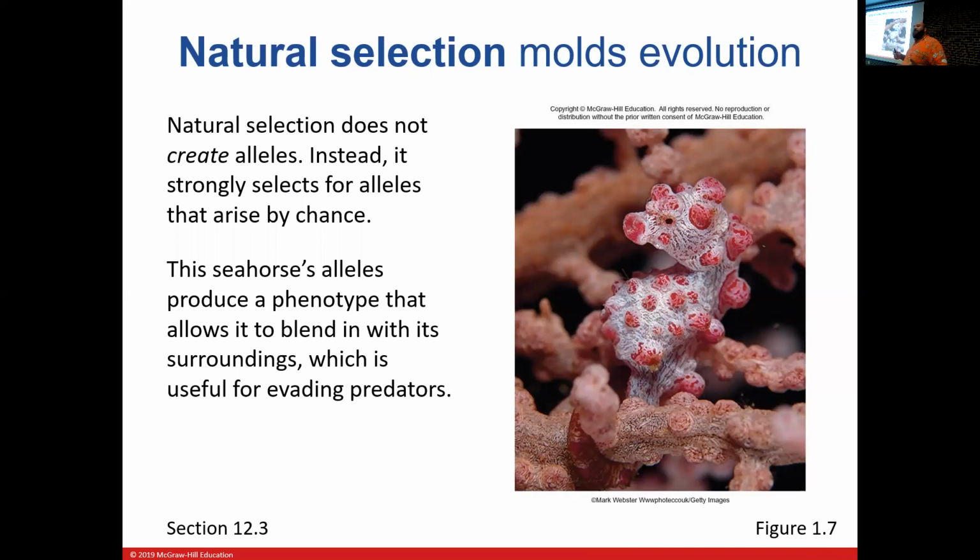In other words, there are some alleles that just by pure happenstance are better in a particular environment than they are in others. For instance, the seahorse alleles that you see are producing a phenotype that allows it to blend in with its surroundings, which is really useful for evading predators. It went from a more brownish color to that bright pink color, and as a result, it can blend right into that coral. It's really hard to see if you're just a fish looming over the reef. And as a result, they were probably more likely to survive than individuals that were a darker coloration or didn't have as many bumps on them.